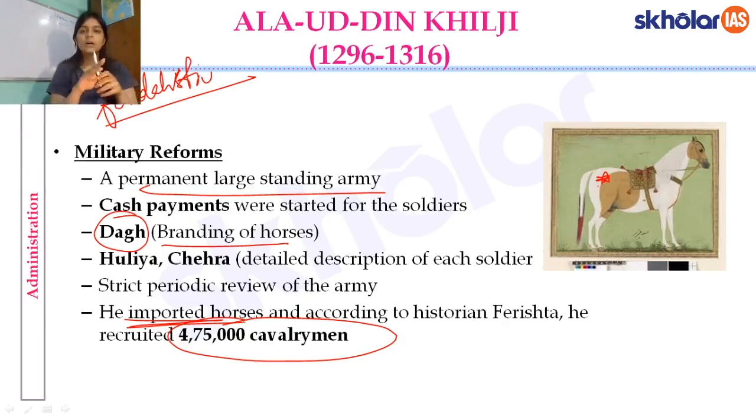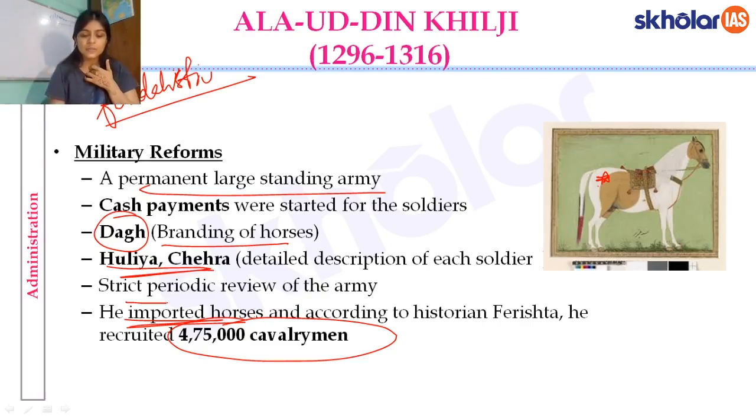Hulia and Chehra, I'm sure you've come across these terms. Chehra basically refers to face and Hulia is the description of a person. You must have heard these terms in movies, etc. Somebody is on the run. So then the policeman will ask, can you tell me the Hulia? Uska Hulia batao. Something like that. Okay. So this is essentially what Hulia and Chehra mean. Description of each soldier, how he looks, how tall, fair, dark, those kind of things. So that is a detailed description of each soldier.